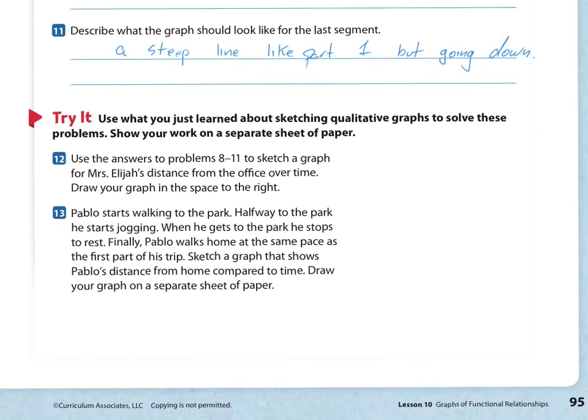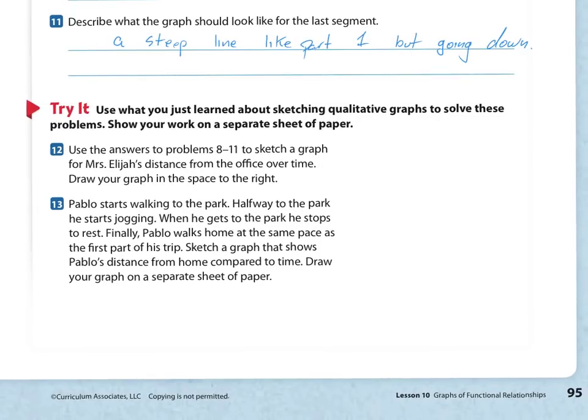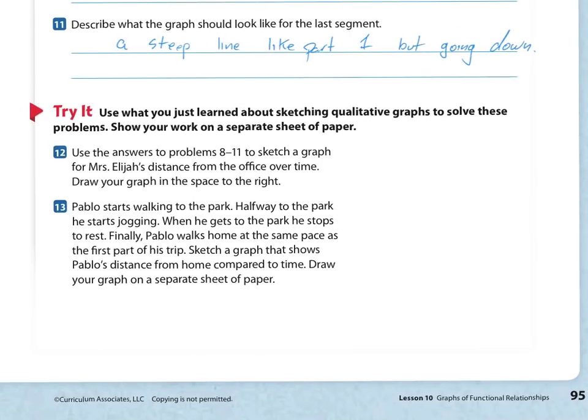Now, we're going to work on 12 and 13 together. Use the answers to problem 8 through 11 to sketch a graph for Miss Eliza's distance from the office over time. Draw your graph in the space to the right. So we're going to start by drawing the Cartesian plane. We only need to leave our x and y.